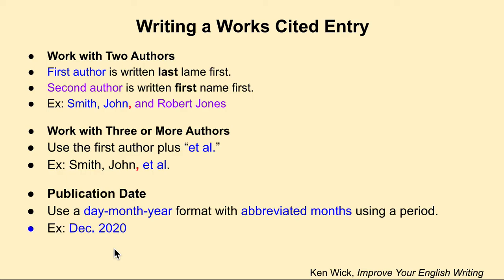So some examples. Example would be December. Here you don't have a day, but this could be a magazine article, because they don't come out on certain days. They just have a month and a year. So here it'd be December 2020. You abbreviate December with the three-letter abbreviation and a period. And then here's a date. So you put the day first, then the month, then the year, and you abbreviate the month, and use a period with the abbreviation. So that's how you would record the publication date for that. Of course, if you're doing a book and it's just a year, you just write the year, like 2020.